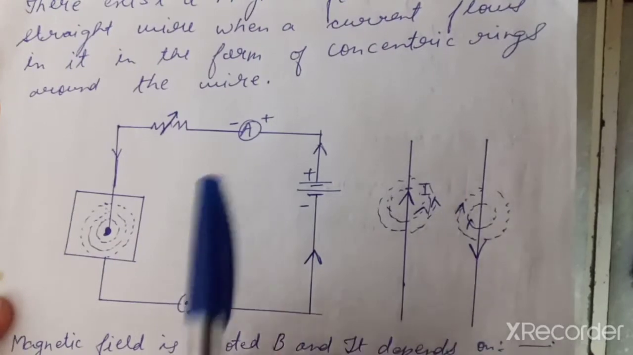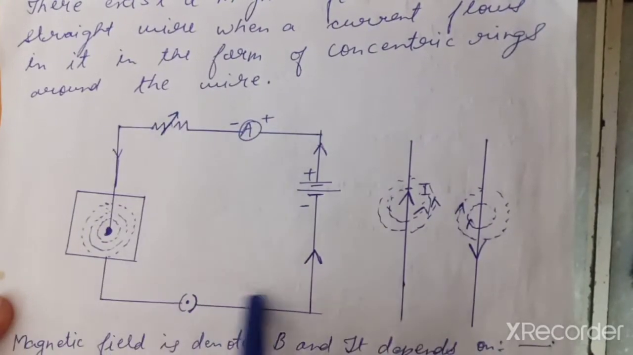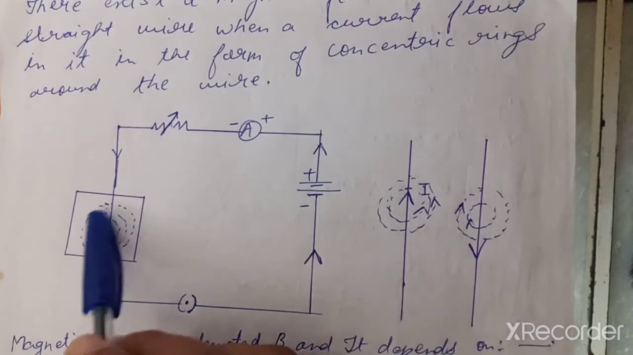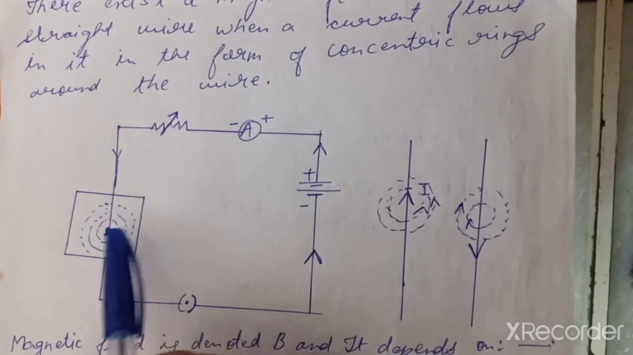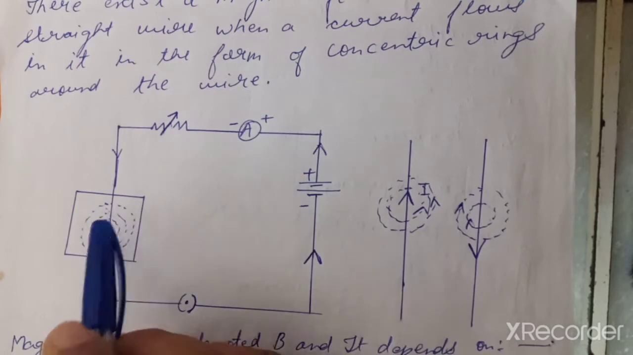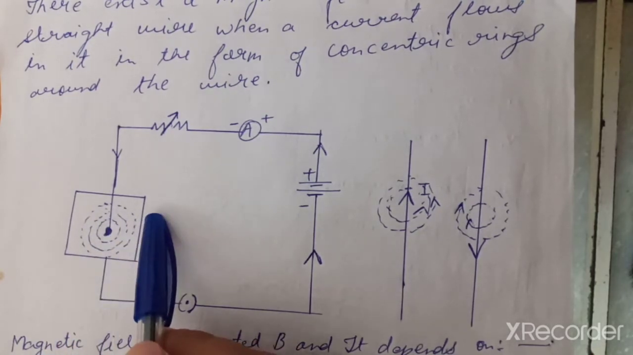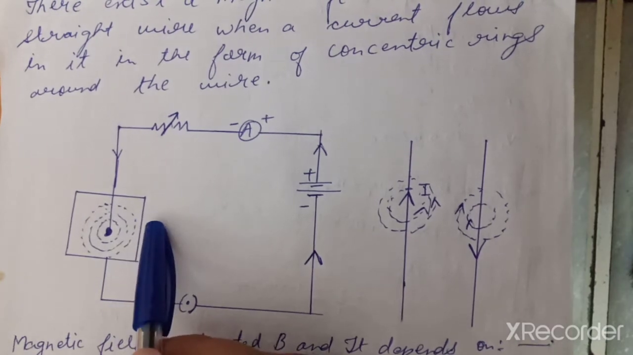Now it is saying that when the current is flowing in a circuit, magnetic fields are formed, and they are formed in the form of concentric circles. One circle after another is called concentric circles.